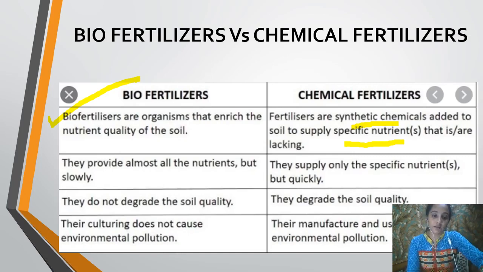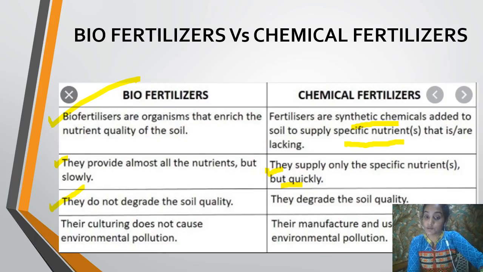The next one: biofertilizers provide almost all the nutrients, though their action is very slow. That's why many people don't want to apply biofertilizer, but in the long term, the biofertilizer is the best one. Chemical fertilizers, as we already said, can supply the nutrients in specific amounts, and their action is quick.